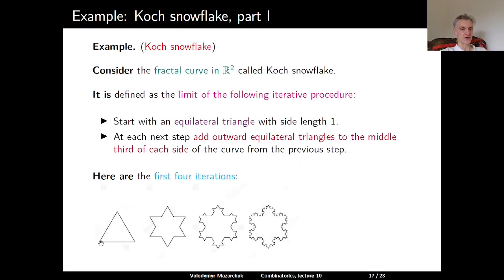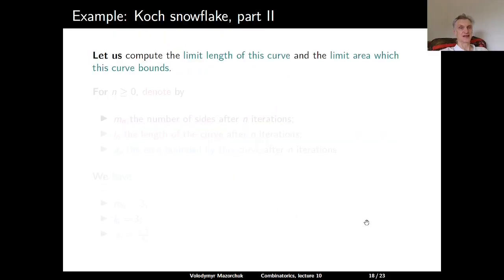So we start from the equilateral triangle, and then we divide the 3 sides into 3 equal parts, and for the middle parts build equilateral triangles outwards. We get this picture. And then we do the same thing with this picture, we get this picture. We do the same thing with this picture, we get this picture, and so on. So let us compute the limit length of this curve and the limit area which this curve bounds.